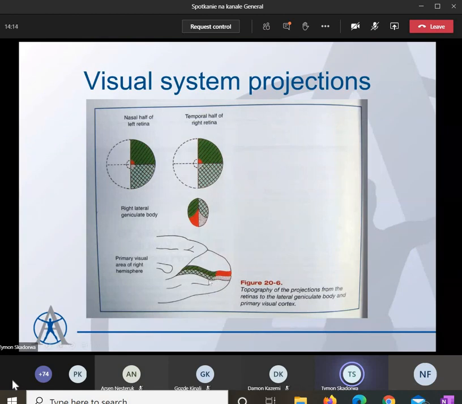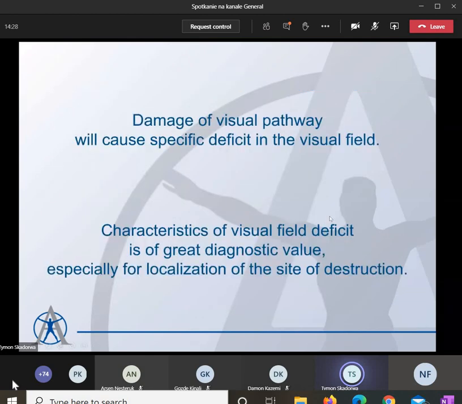So in fact, this pathway is very, very topographic. There is a specific representation for each, even the smallest part of the visual field, which is reflected or registered in the retina.